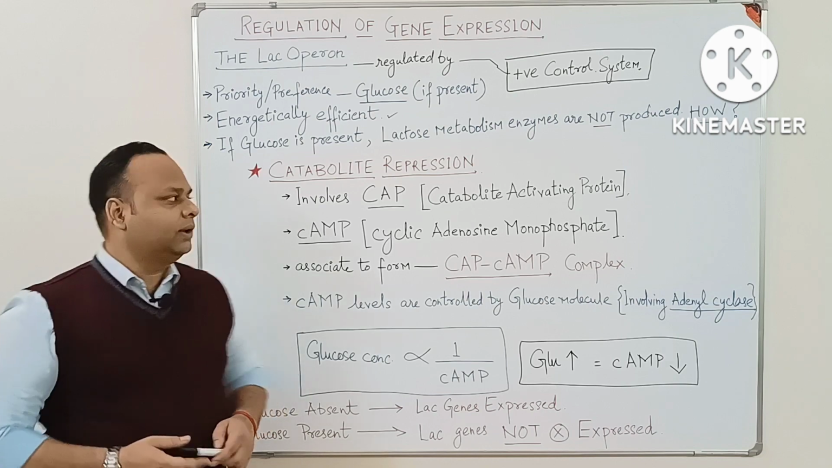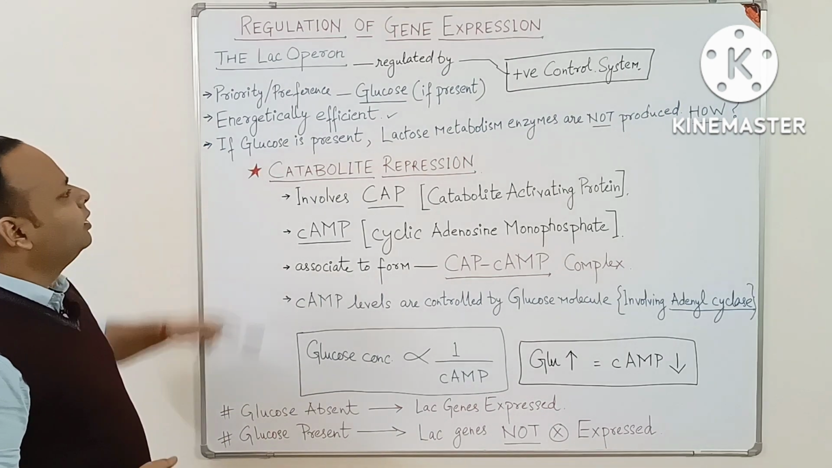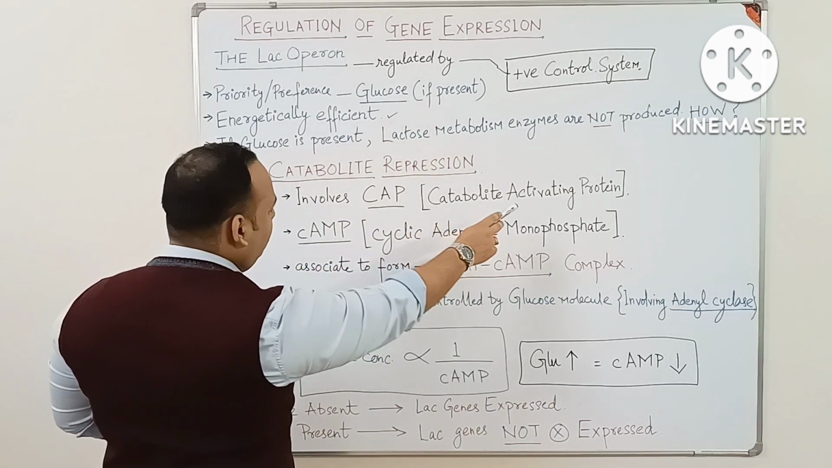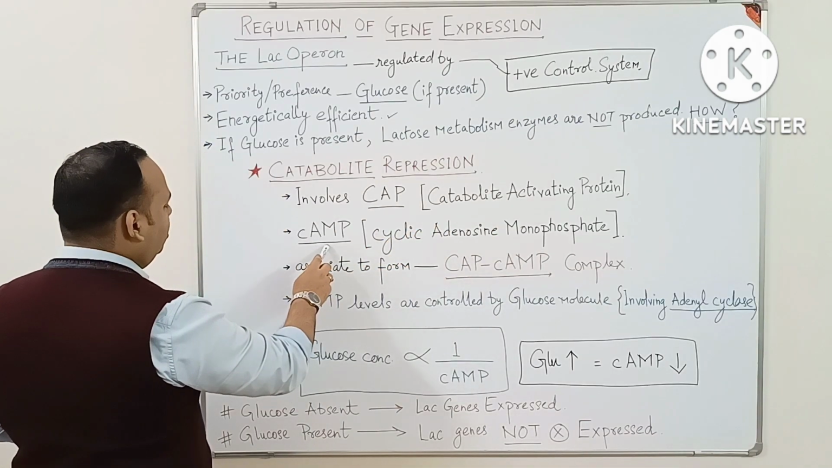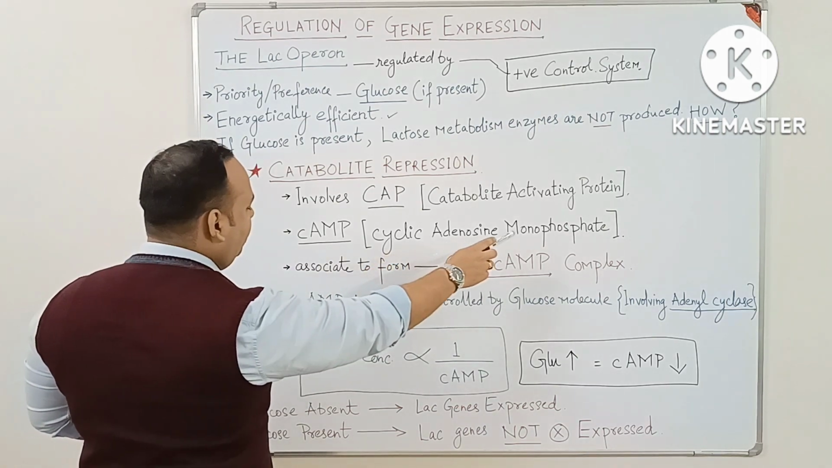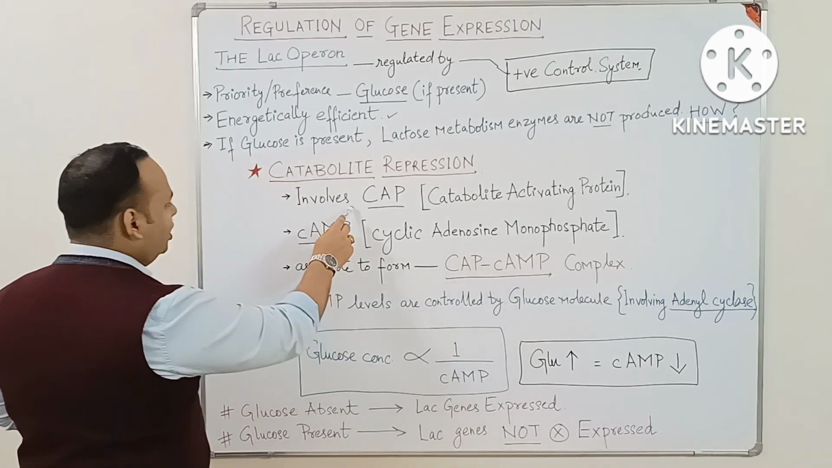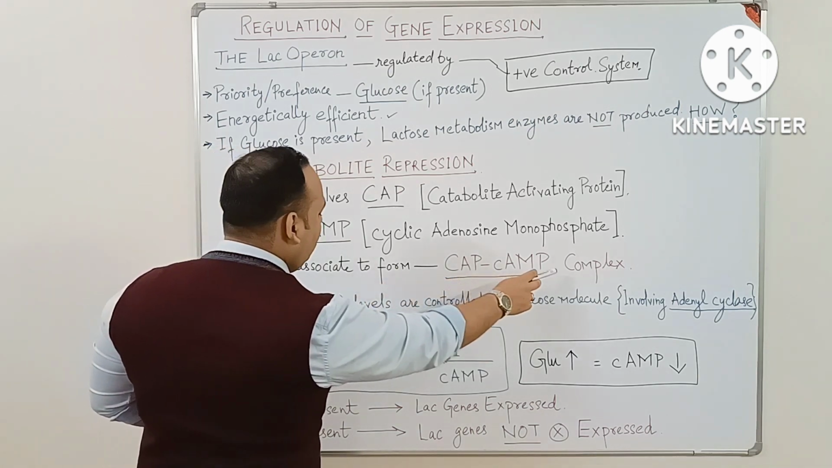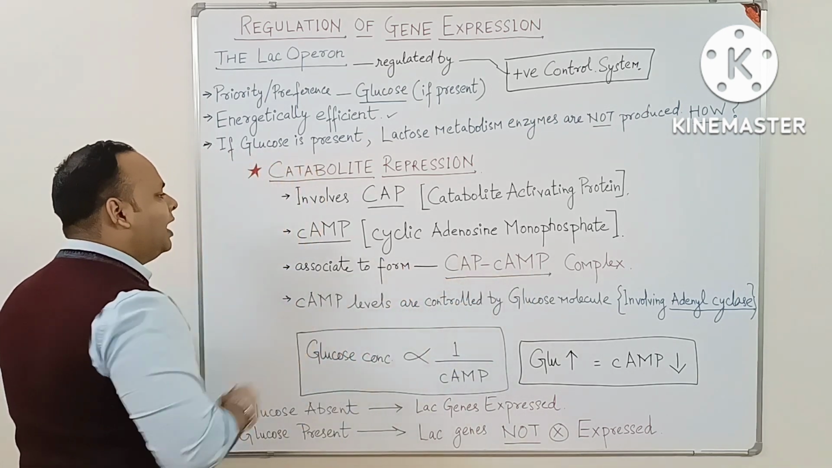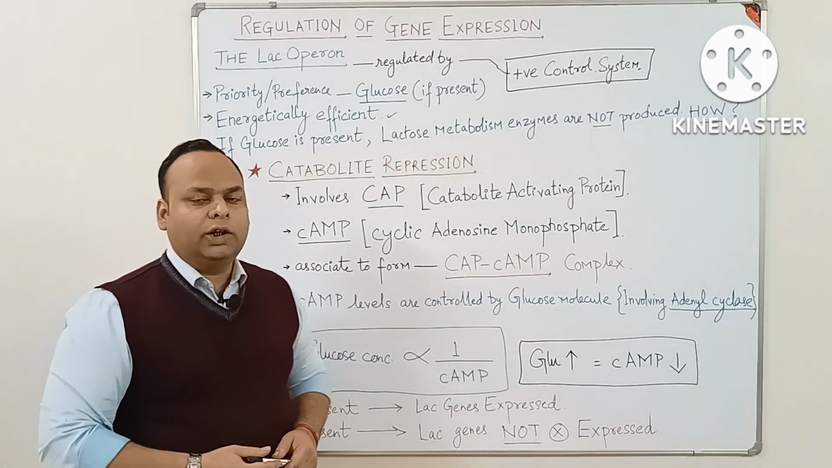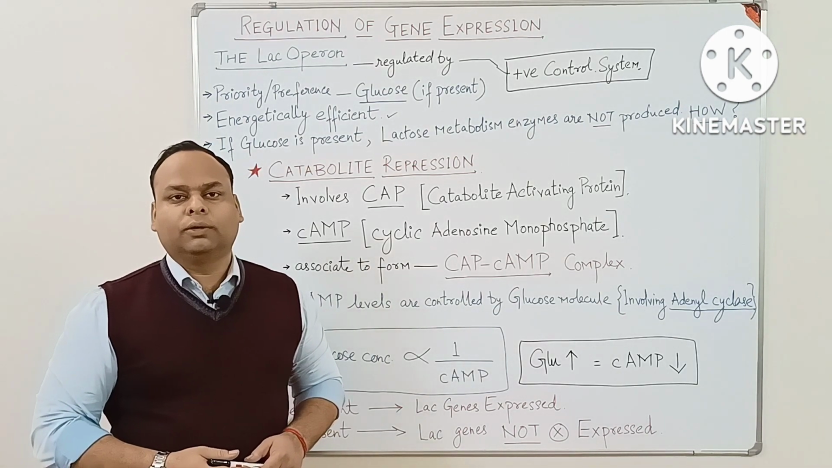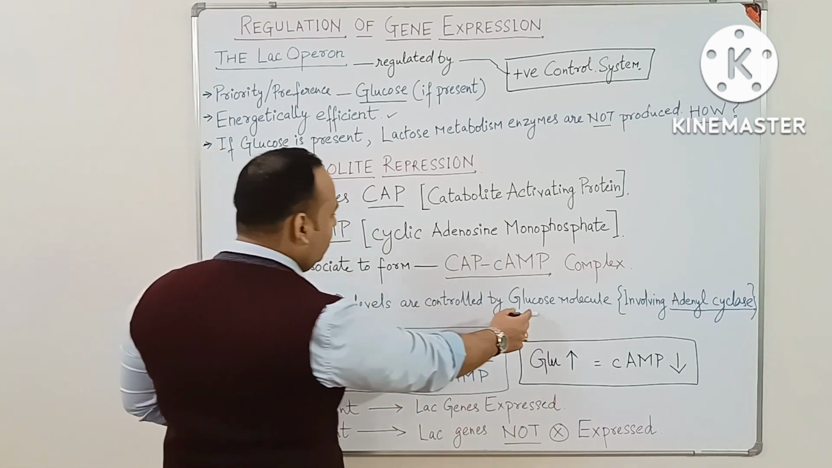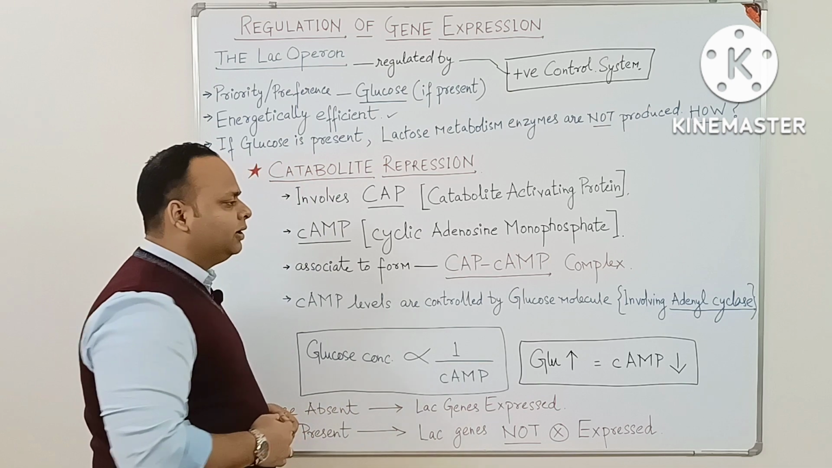This is achieved by catabolite repression, which involves the CAP molecule or catabolite activating protein and the cAMP molecule, the cyclic adenosine monophosphate molecule. The association of these two molecules gives rise to the CAP-cAMP complex. The presence or absence of this complex regulates the transcription of the lac operon. The cAMP levels are in turn controlled by the glucose molecule involving adenyl cyclase.